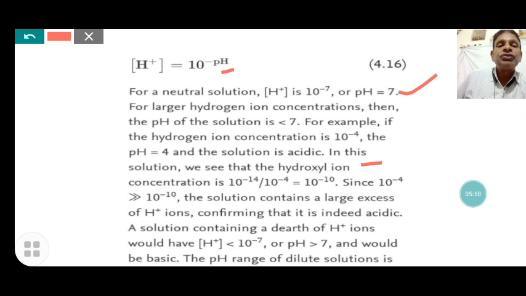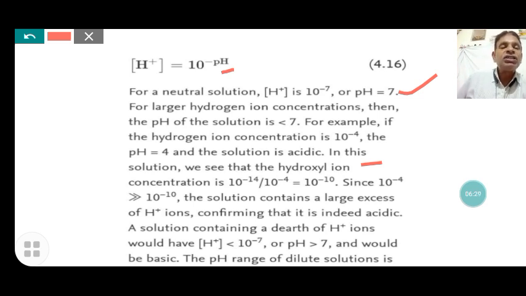In this solution, we see that the hydroxyl ion concentration is 10 to the power 14, that is 10 to the power 4, that is 10 to the power 10. Since 10 to the power 4 is very much greater than 10 to the power 10, the solution contains a large excess of hydrogen ion, confirming that it is indeed acidic.